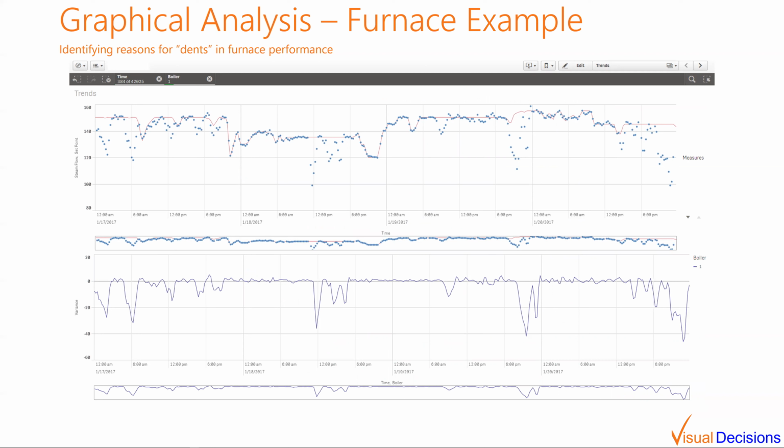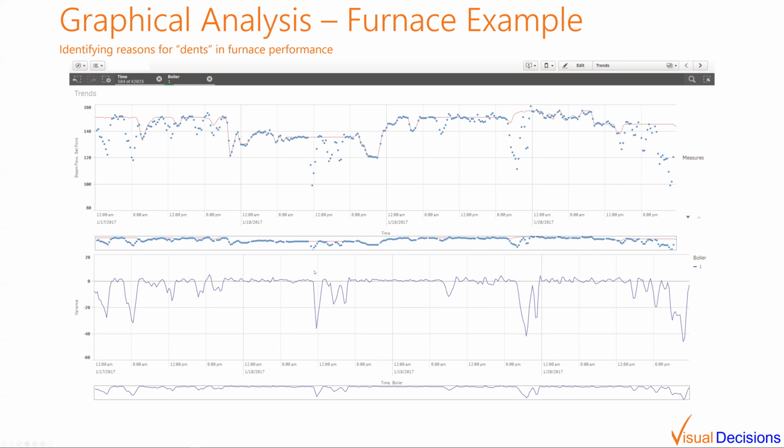And the red line up top represents the set point for the furnace and how that was moving over time. And then the blue dots were the actuals. And where we had variance between the blue dots and the red line, the company called those dents in performance. And so then the line down here represents the size of the dent at any given time. And so the run chart here was one way of looking at, over time, was there kind of a pattern to when these were occurring?